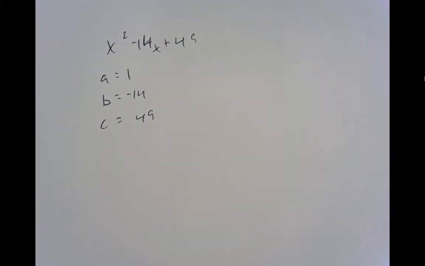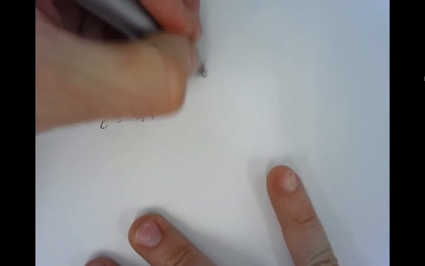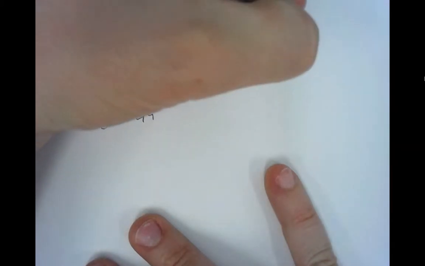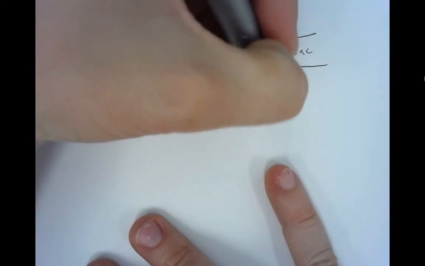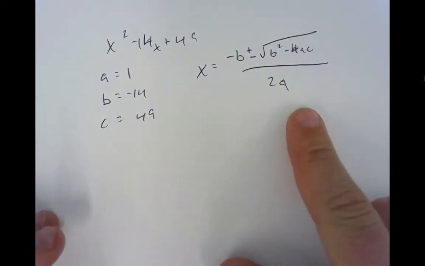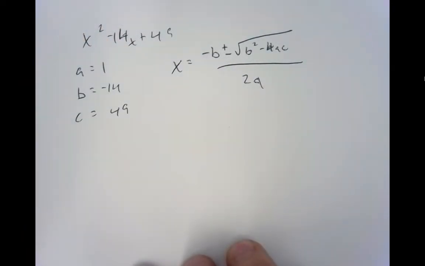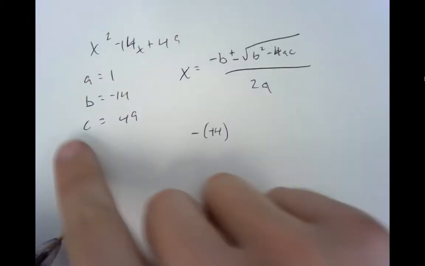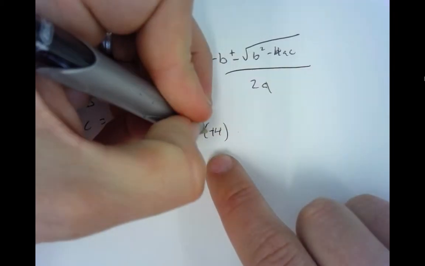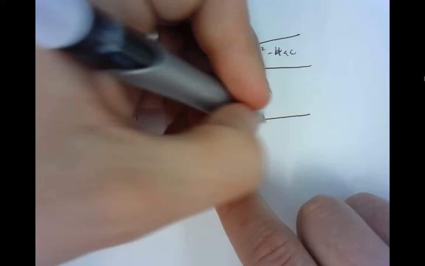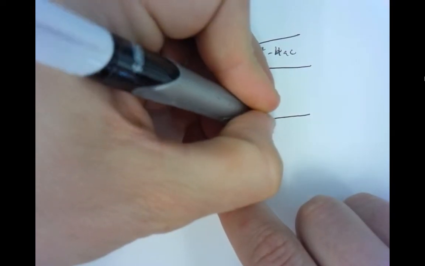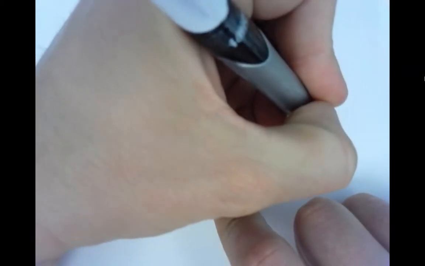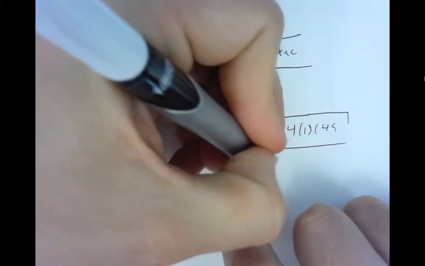If we plug this into our quadratic formula, you can look it up on your reference table, but I've got it memorized. x equals negative b plus or minus the square root of b squared minus 4ac, all over 2a. And you just have to plug the different parts in and see what you get as your answer. So I'm going to put double negative 14, right? It's negative b and b is negative 14, so it's negative negative 14, plus or minus the square root of negative 14 squared minus 4 times 1 times 49, a c, all over 2a.